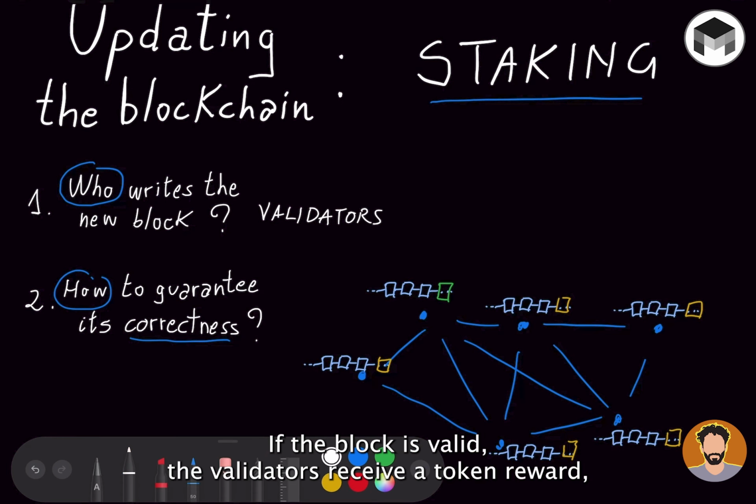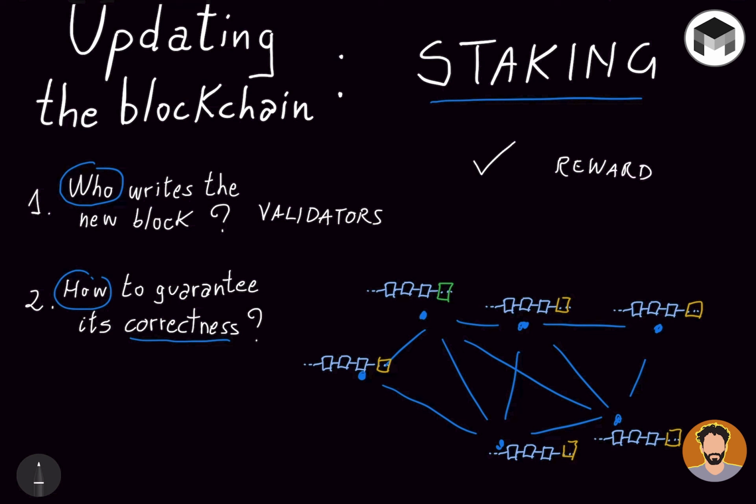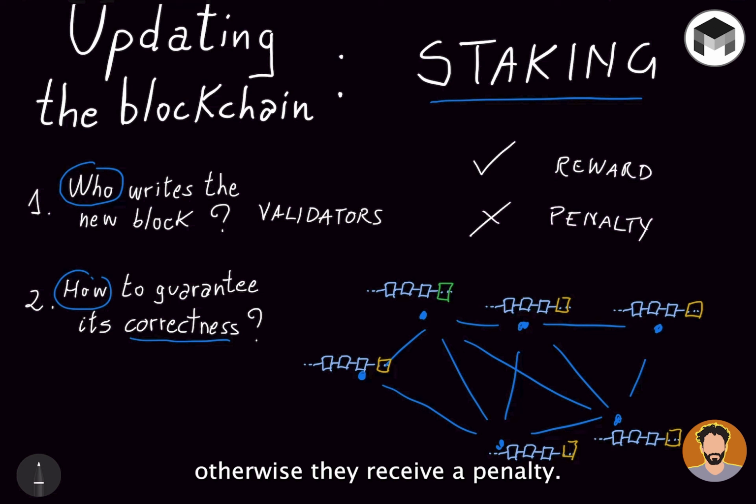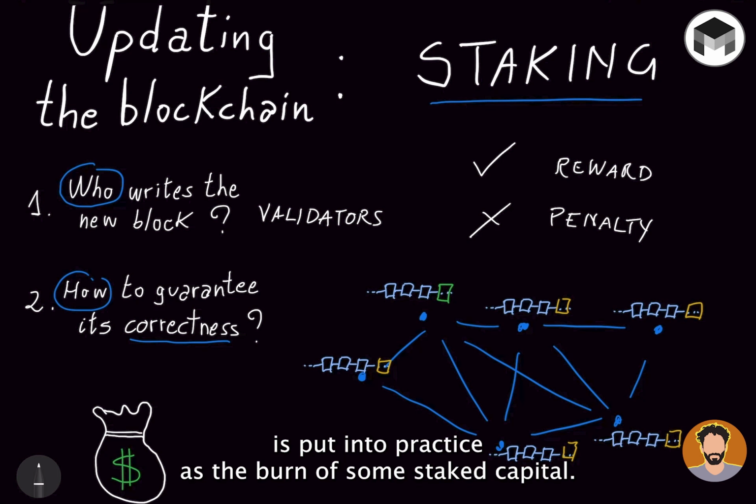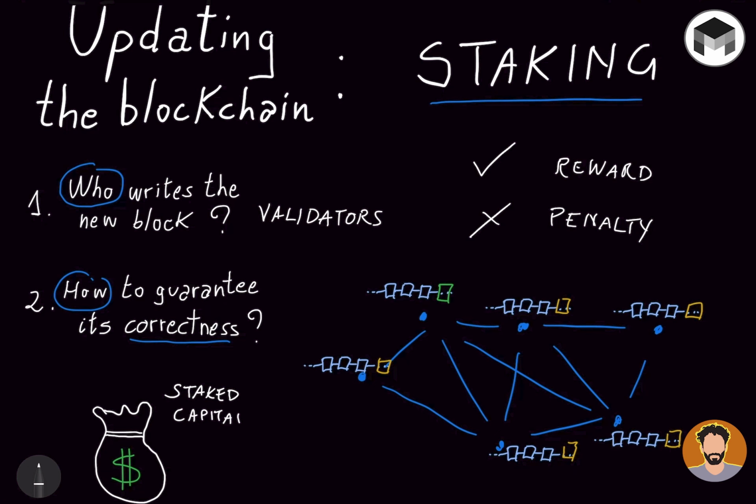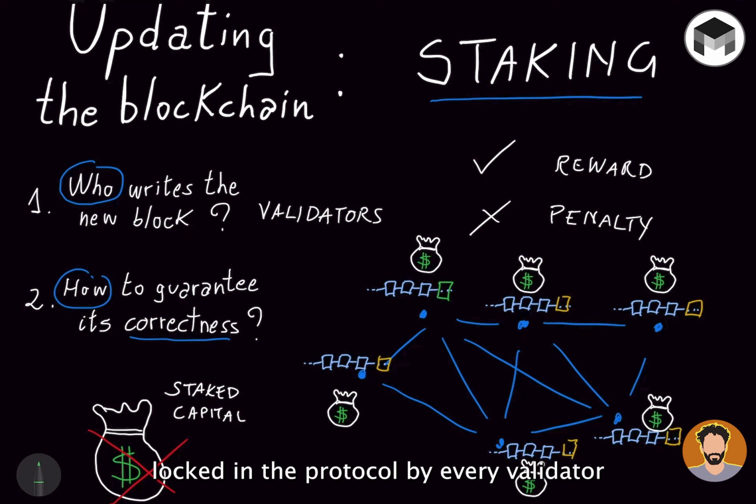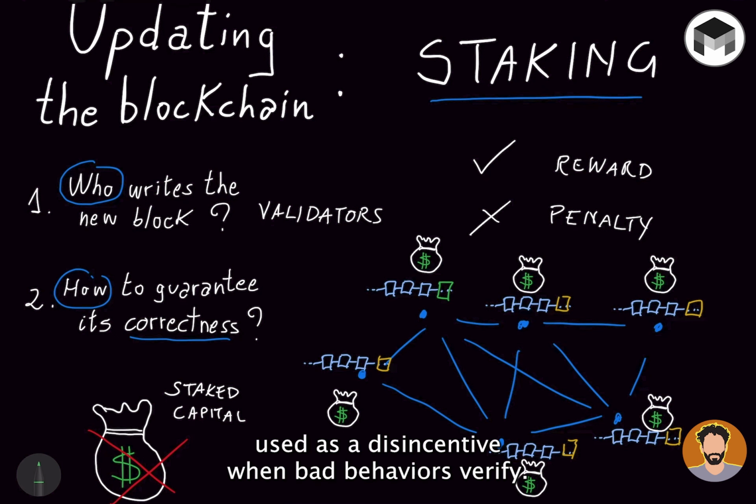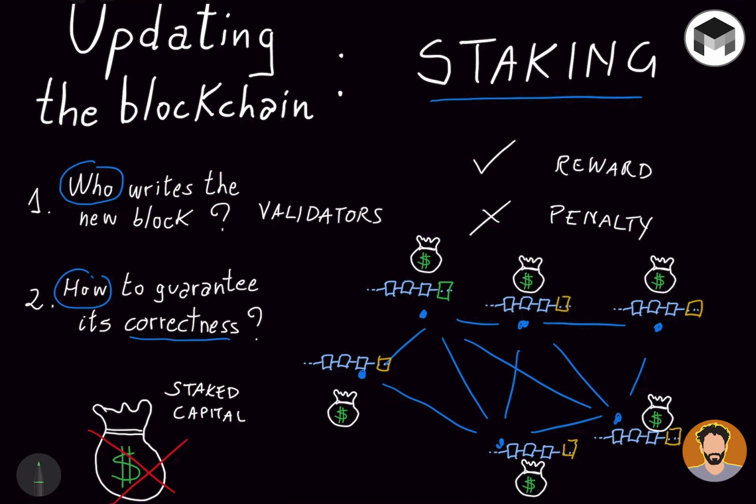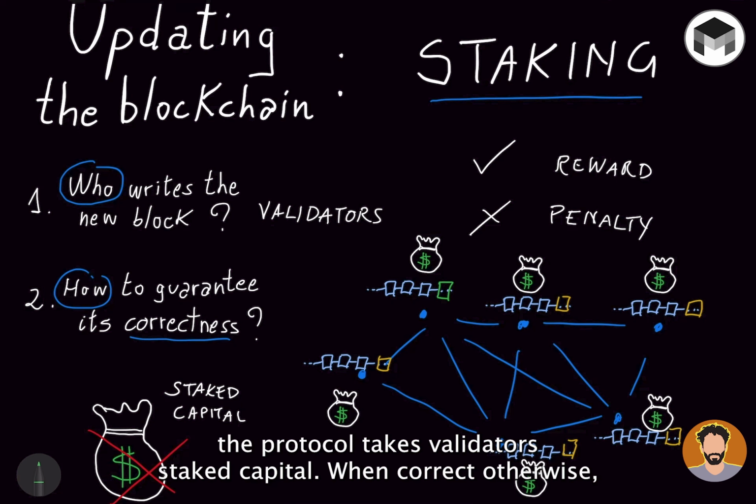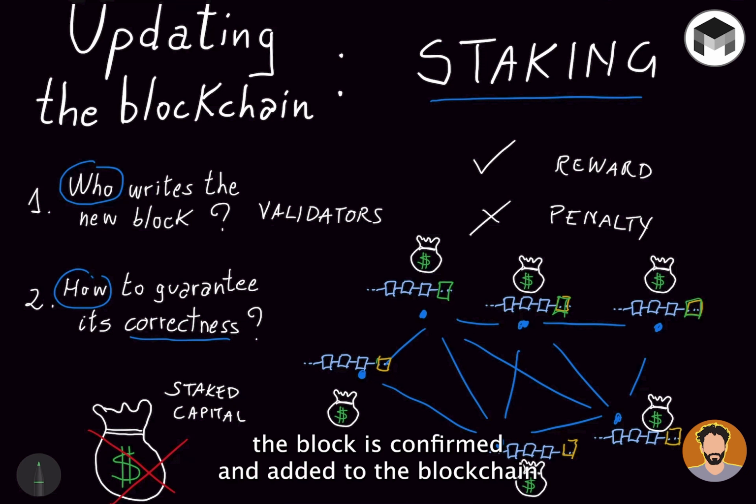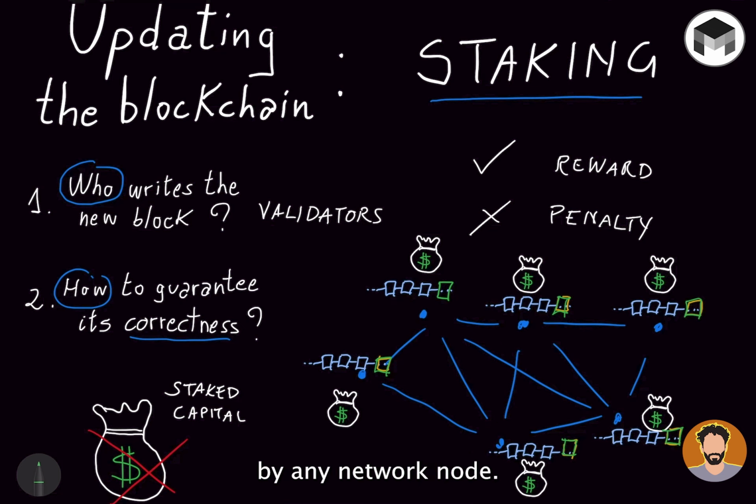If the block is valid, the validator receives a token reward, otherwise they receive a penalty. The penalty, known as slashing, is put into practice as the burn of some staked capital. This staked capital is an amount of token locked in the protocol by every validator, used as a disincentive when bad behaviors verify. If the proposed block is invalid, the protocol takes validator's staked capital. When correct otherwise, the block is confirmed and added to the blockchain by any network node.